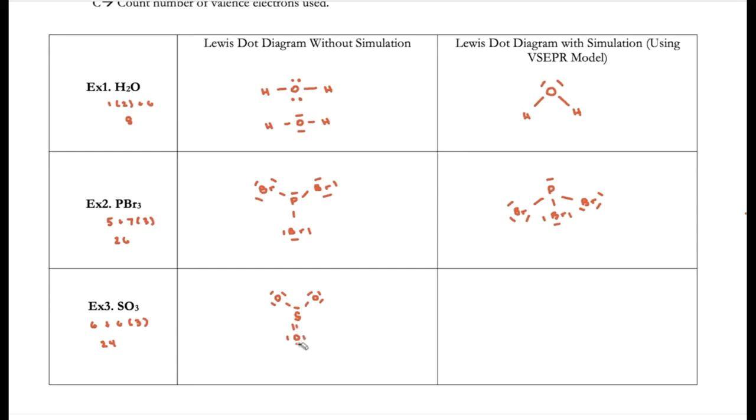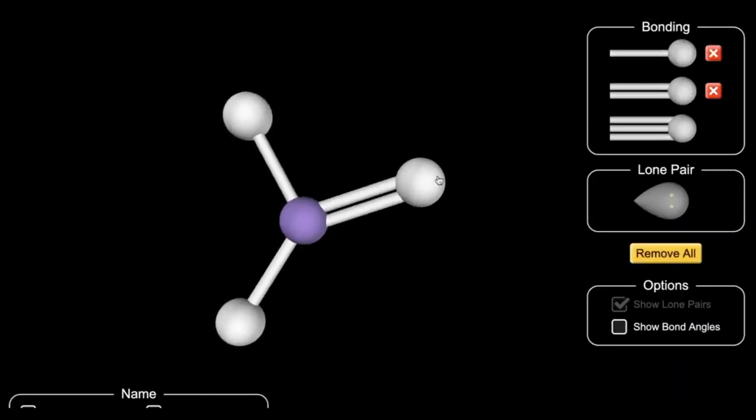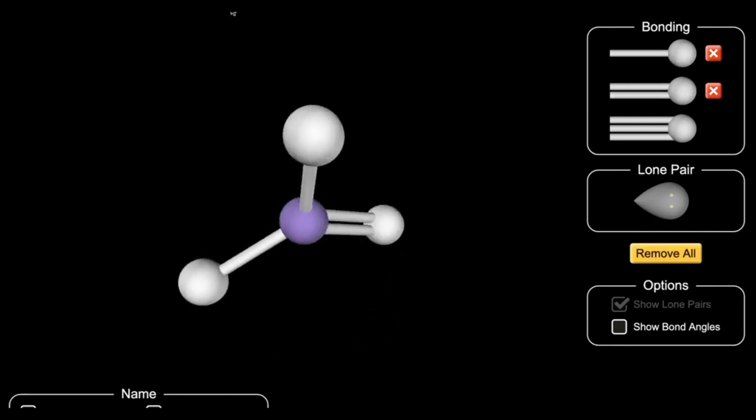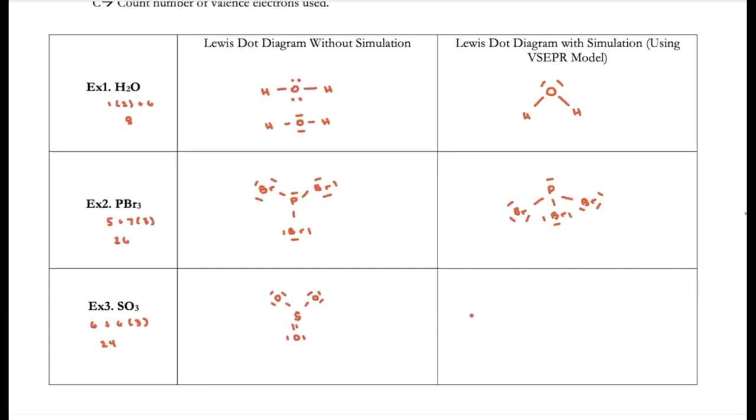So I'm going to get rid of, it doesn't matter which 2, but I'm going to get rid of those 2. Sulfur then has 2, 4, 6, 8, 10. So I'm going to get rid of that lone pair there. Now I'm using 2, 4, 6, 8, 10, 12, 14, 16, 18, 20, 22, 24, and I am good to go. Let's see what this looks like using the simulation. All right, so the correct model is actually exactly what we just drew.